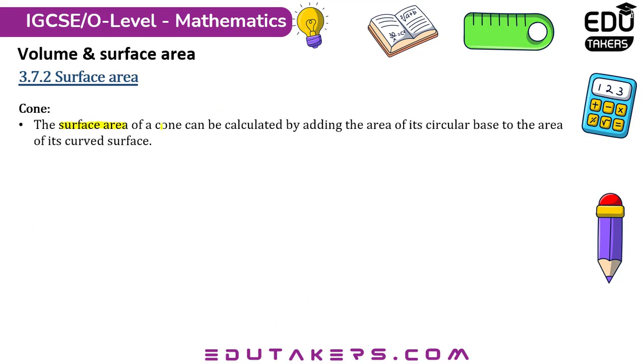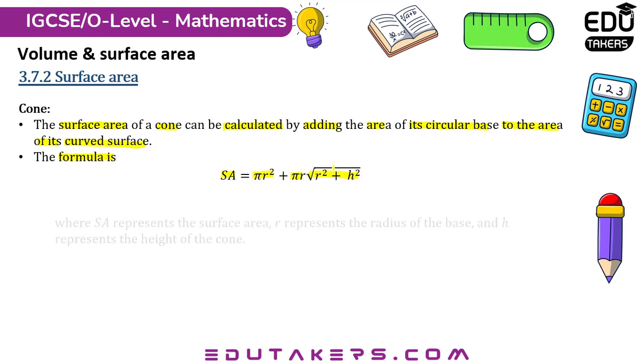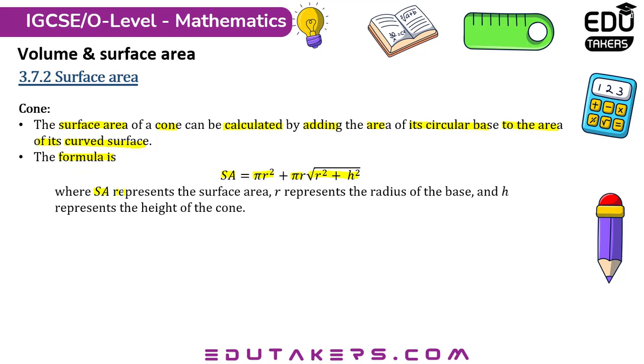Cone. The surface area of a cone can be calculated by adding the area of its circular base to the area of its curved surface. The formula is surface area equals pi r squared plus pi r times the square root of r squared plus h squared, where SA represents the surface area, r represents the radius of the base, and h represents the height of the cone.